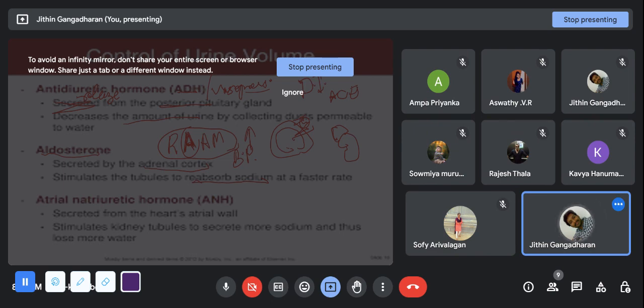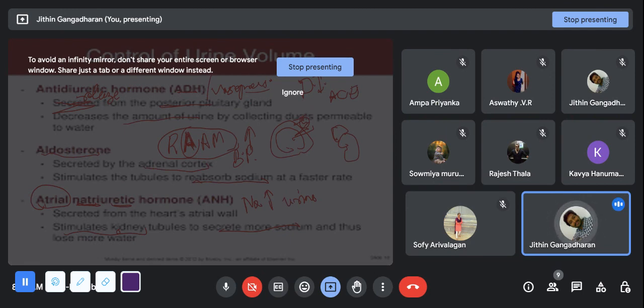Now, next thing is atrial natriuretic hormone. Atrial means it should be secreted from the heart, right? So the heart wall produces this atrial natriuretic hormone. It stimulates the kidney tubes to secrete more sodium. Here, in ANH or atrial natriuretic hormone, natri means sodium, and uretic means urine. So it excretes urine. So the sodium will be increased in the urine.